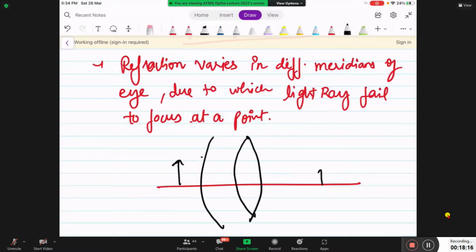This is your retina. Now suppose parallel rays of light are coming like this. Now there is refraction at the corneal surface. There is refraction at the lenticular surface, lens. But instead of focusing at a single point, they don't focus at a single point. So that will give you astigmatism.